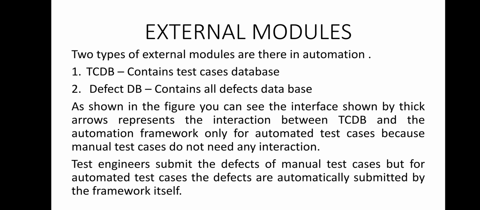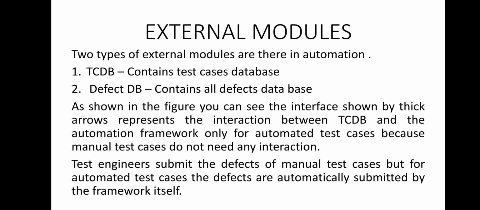You know that in test case database, everything is available related to test cases. That means when they were finalized, when they were executed, what were the things related to each and every test case. So basically in this TCDB, both kinds of test cases are available, manual or automated, but we will talk about only automated test cases in this lecture because we are talking about software test automation.